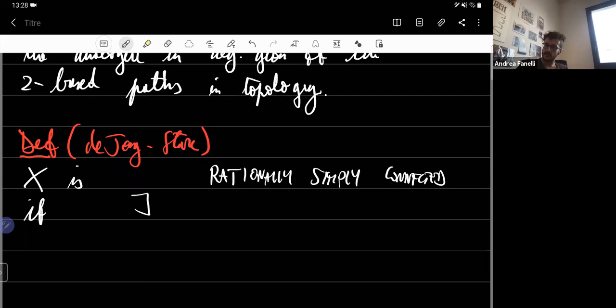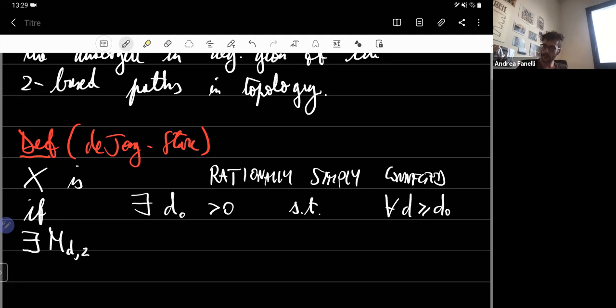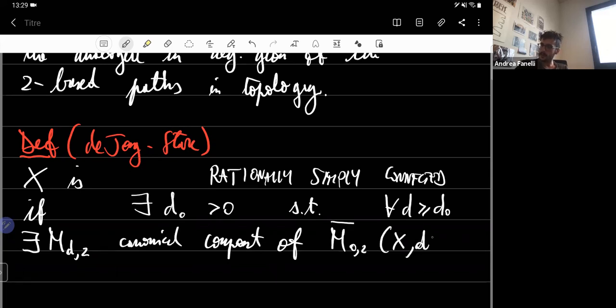So if there exists a D naught, positive, such that for all D bigger or equal than this D naught, even if you fix the degree, you have a priori several irreducible components of these moduli spaces. So what you want is a canonical component. There exists a canonical component of M, so 0, 2, bar, X, D.